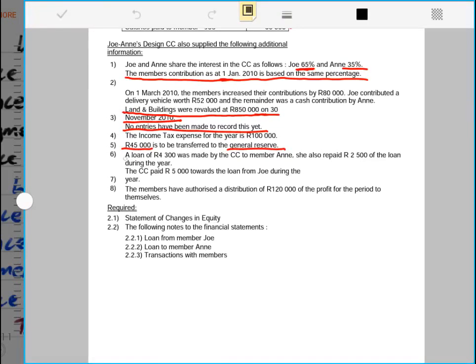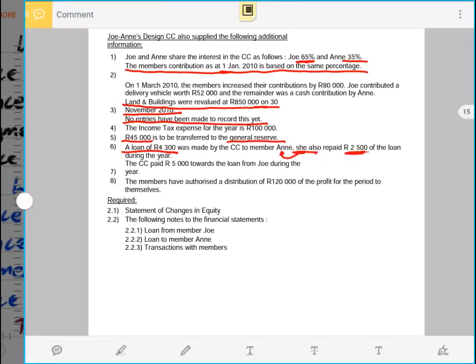Then we have number 6, where we are told that a loan of 4,500 was made by the CC to member N. And it further says she, remember, we are referring to the member here. Who is she? We are referring to the member N. She also repaid 2,500 of the loan during the year. So now there was a loan that was given to this member. So it means 4,500 will be loan advanced during the year. However, 2,500 will be a loan repayment because she, being N, paid back 2,500 out of the loan that she owed to the close corporation.